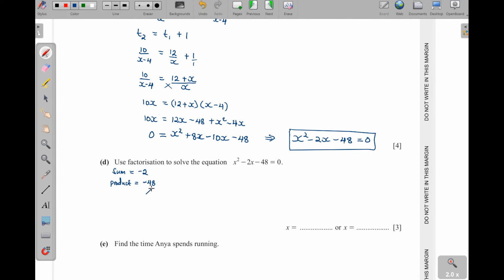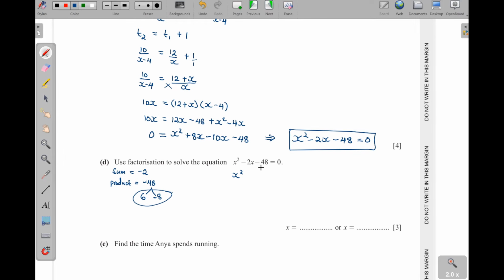Now, two numbers that when I multiply them give me 48. For 48, we have 12 and 4, we have 6 and 8. I will take 6 and 8, but since this one is -2, the negative should be on the bigger number. So 6 plus -8 gives you -2. So meaning I'll have x squared.